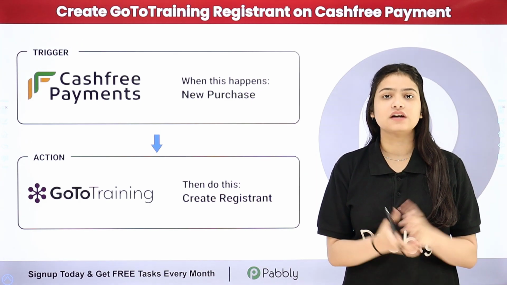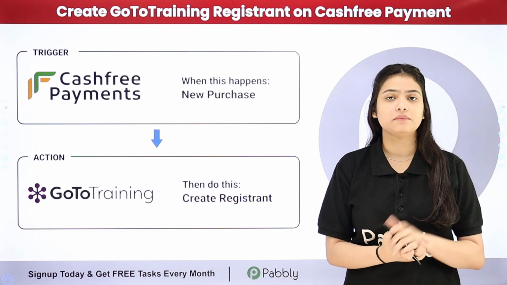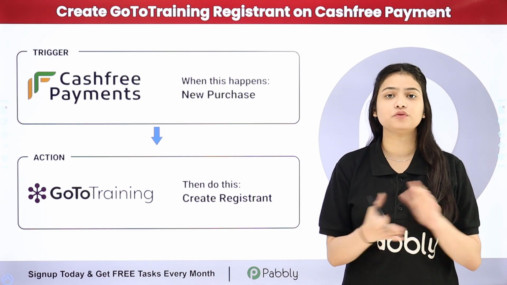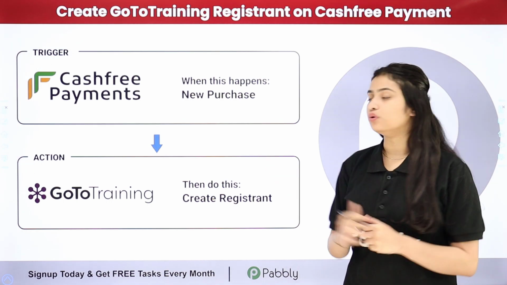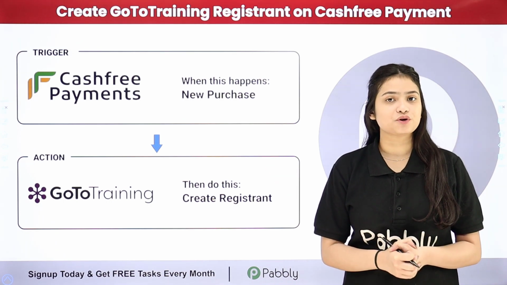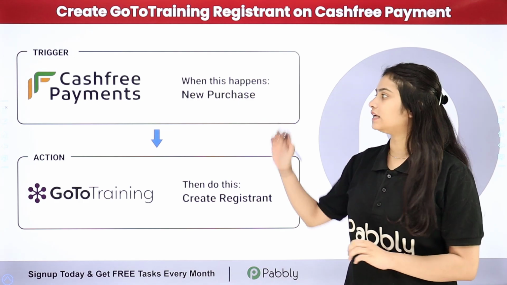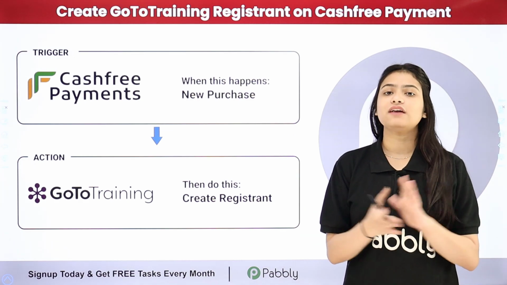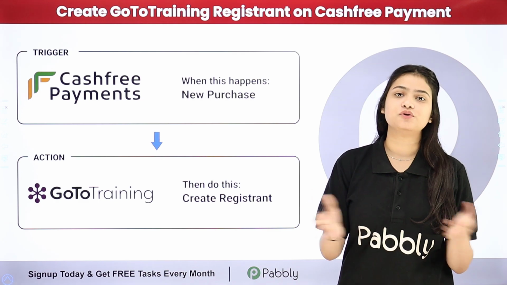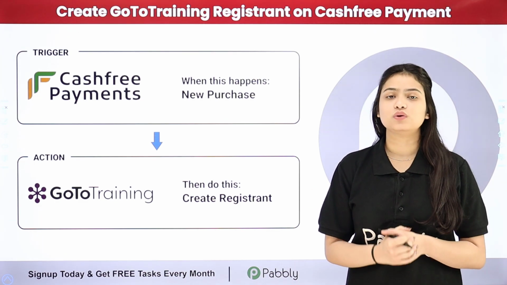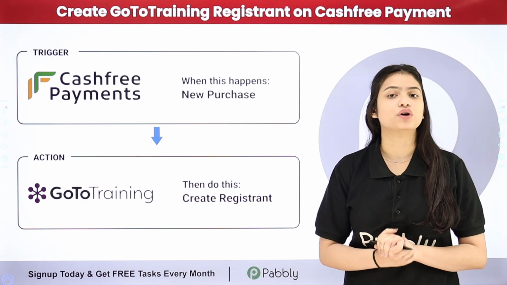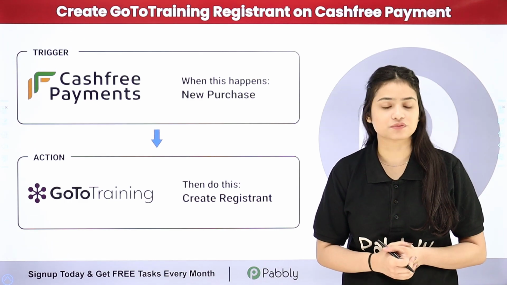So my objective is that for my webinar, whenever a payment is made by a customer in Cashfree, that person should automatically be added as a registrant in a webinar in GoToTraining. To automate this entire process, we will have to set up the connection between Cashfree and GoToTraining, and that we are going to do without any coding or programming skills, simply with the help of Pabbly Connect. So if you also want to learn this amazing automation step by step for your business, you have to come towards my screen.